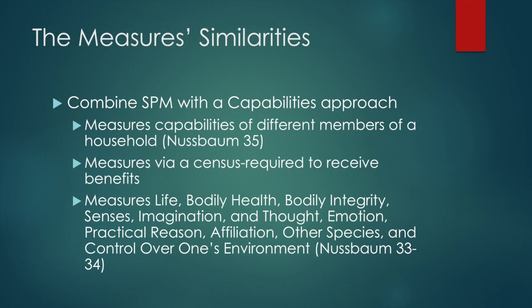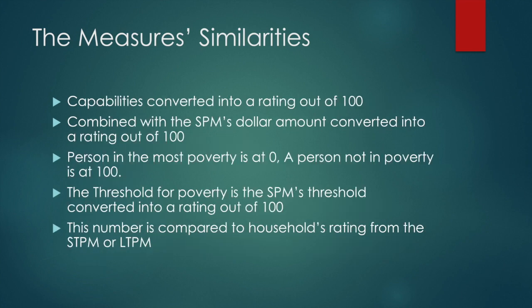The capabilities are converted into a rating out of 100 and are combined with the SPM's dollar amount converted into a rating out of 100, where 100 is the best access to capability and money, and 0 is the opposite. The distribution is based on percentage, where the person in the most poverty is at 0, and a person who isn't in poverty at all is at 100.